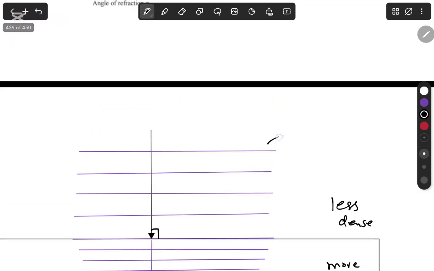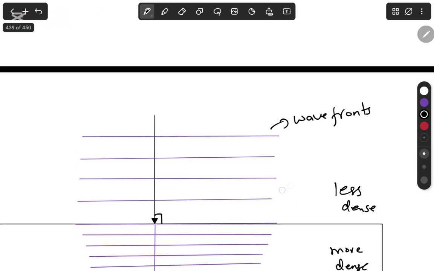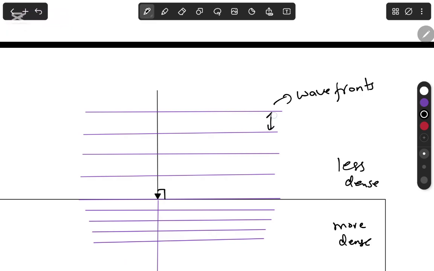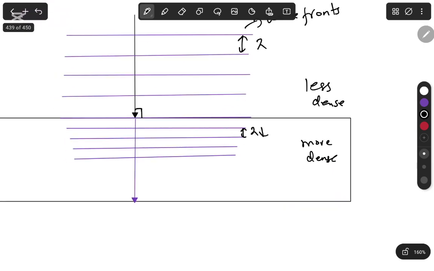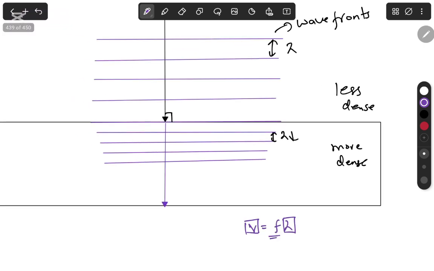These straight lines are what we call the wave fronts. And this distance between two wave fronts is the lambda. Notice when it goes from less dense to more dense, the lambda value decreases. Remember, when we have refraction, we know the formula, velocity is equal to f lambda. Two things change whenever refraction happens. The velocity is going to change, and next the wavelength will change. But the frequency remains the same.